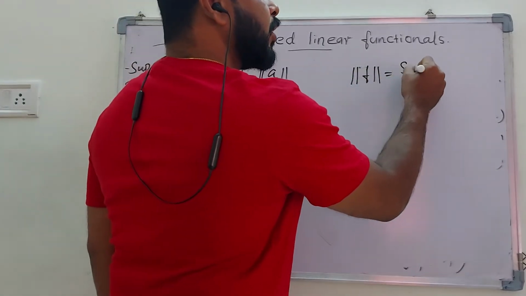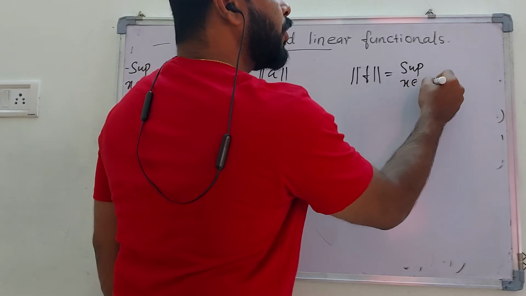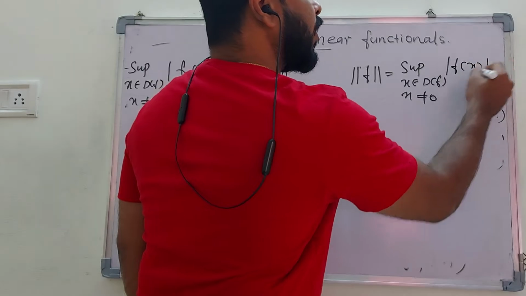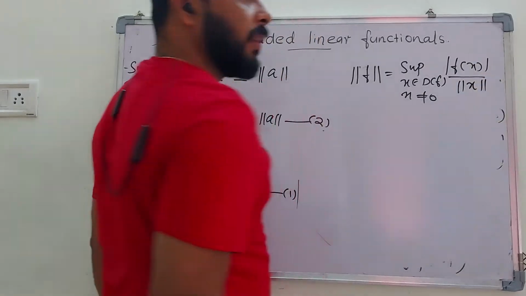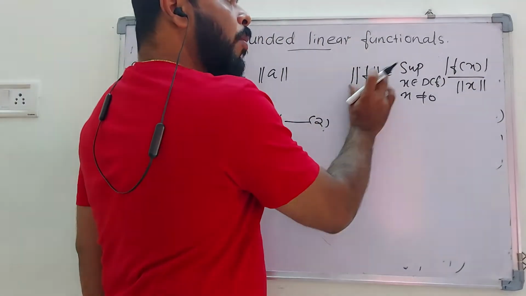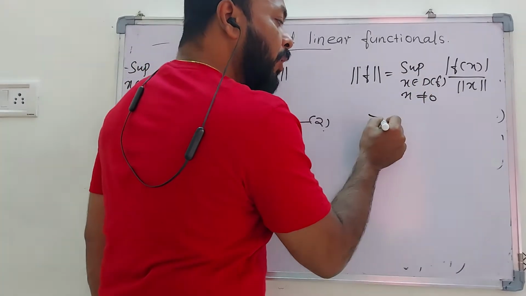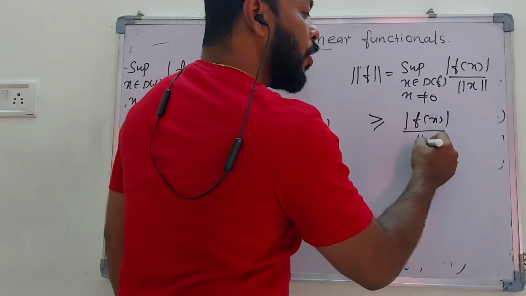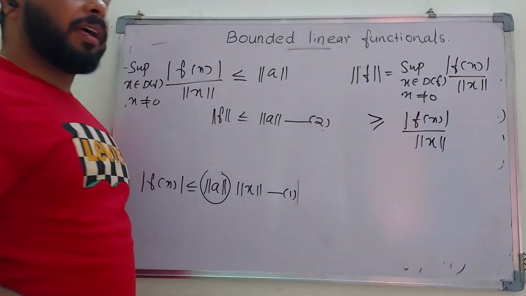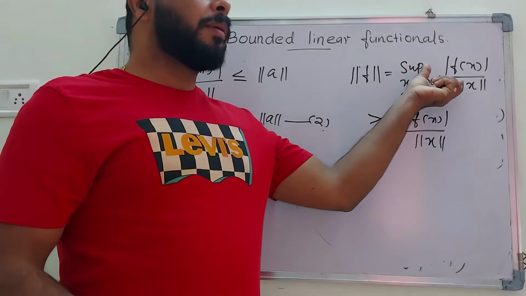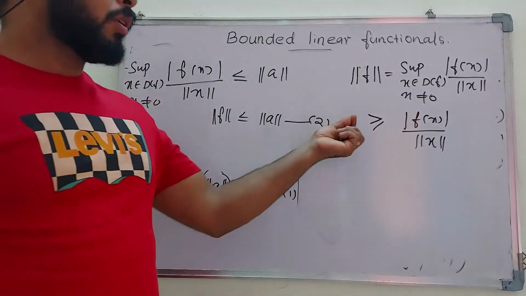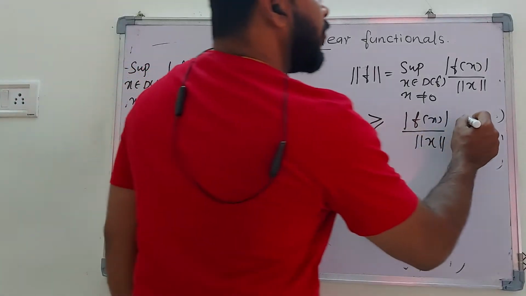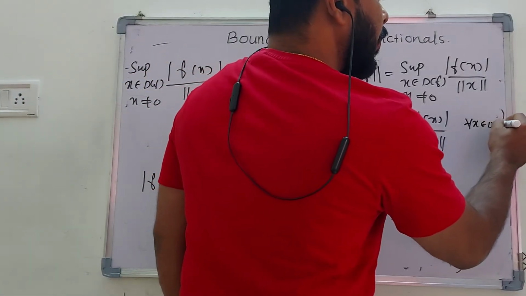Okay. Again, we consider starting from norm of f. By definition, it is supremum of x belongs to domain of f, x not equal to 0, modulus of f of x divided by norm x. Since norm f is the supremum, this value is greater than or equal to mod f of x divided by norm x for every x, because it is the supremum value. So this will be greater than or equal to mod f of x divided by norm x. This is true for every x belongs to domain of f.